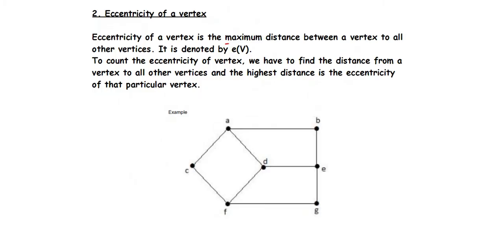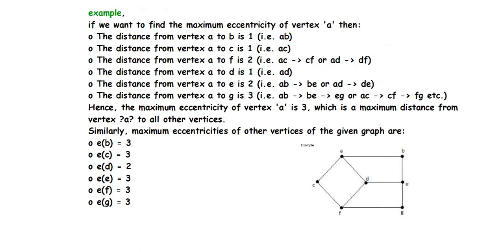Next is the eccentricity of a vertex. What is eccentricity? The eccentricity of a vertex is the maximum distance from that vertex to the other vertices. It is denoted by E of V. To find the eccentricity of a vertex, we have to find the distance from the vertex to all the other vertices, and the highest distance is the eccentricity. I'll show this to you in the form of an example.